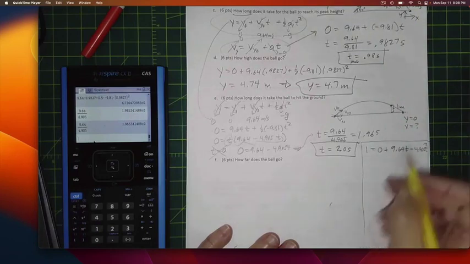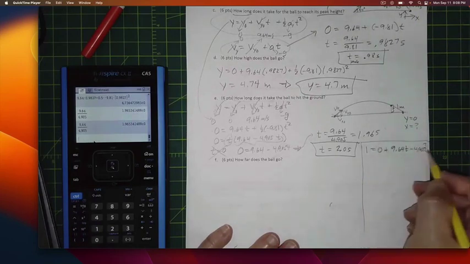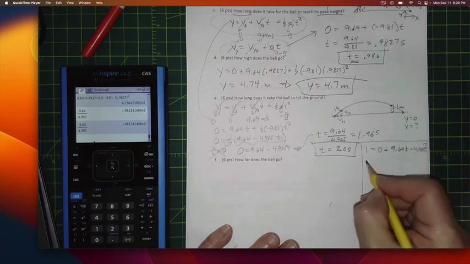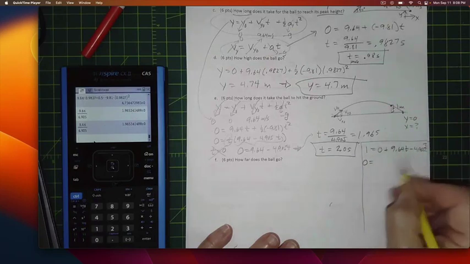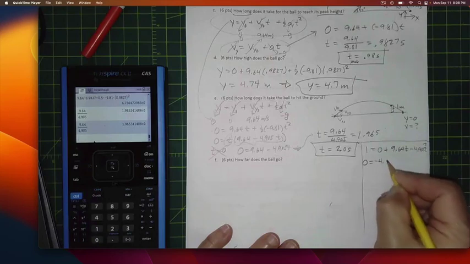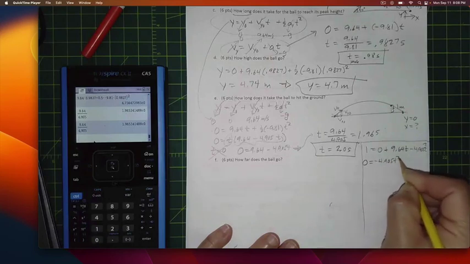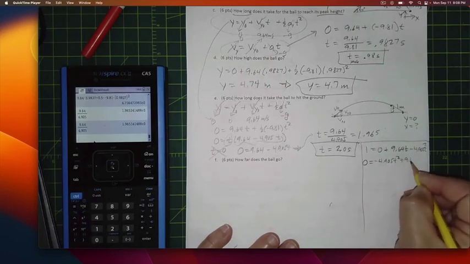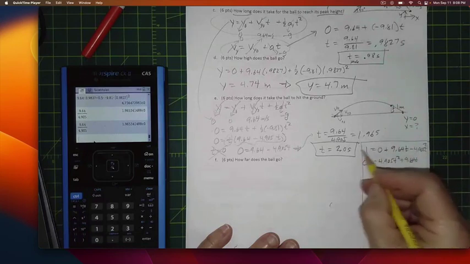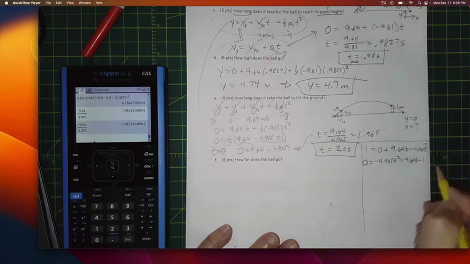All right. And so now we've got a quadratic equation. It gets a little messier, right? So let's rearrange this and put it more in standard form. We have 0 equals negative 4.905 t squared plus 9.464 t, and then bring the 1 over to this side, minus 1.